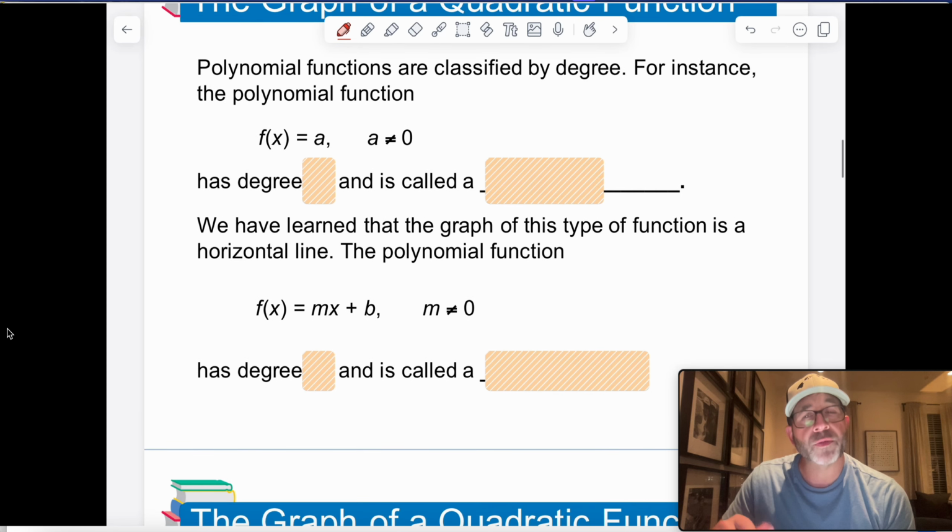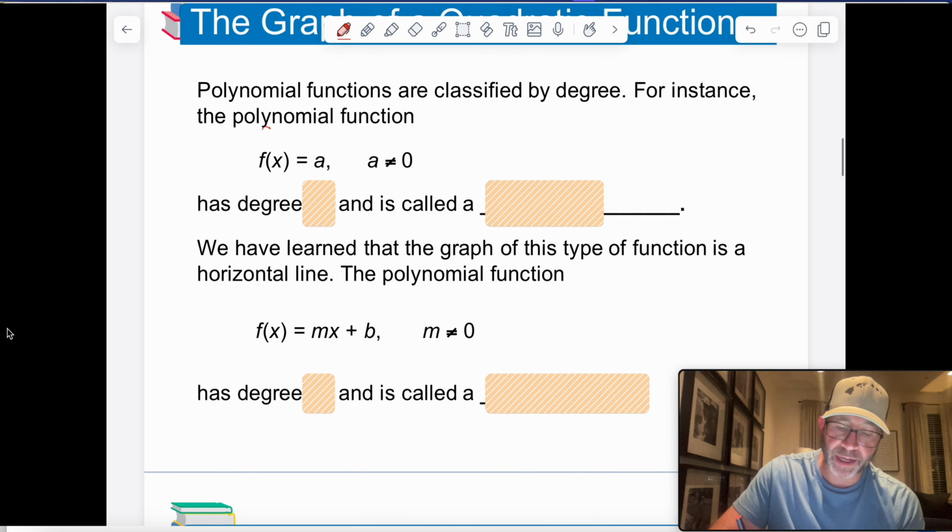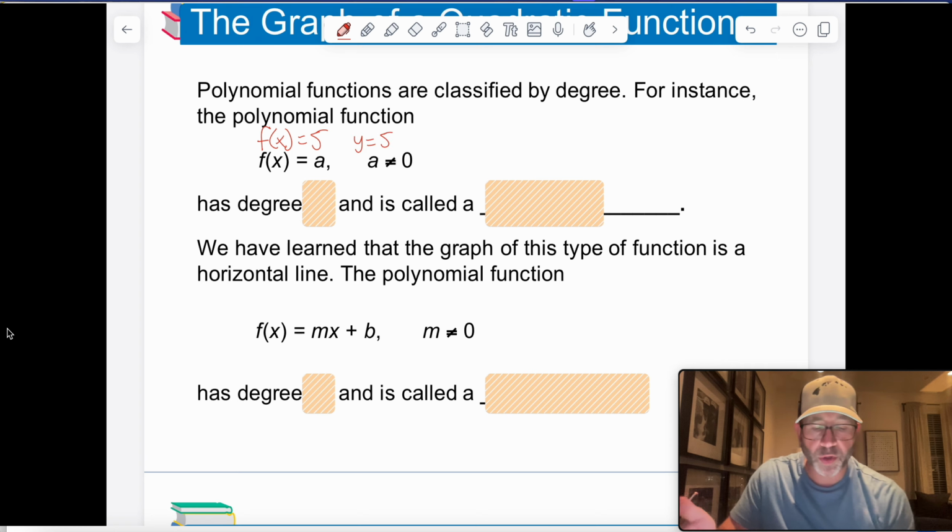To start us off, when we have a polynomial function, there's ways of classifying them based off of the degree. When we look at this first one here, where f of x is equal to a, a cannot equal 0. If it was 0, we wouldn't have anything. We would just have 0, and it would be a horizontal line at 0. But if we were to say f of x is equal to 5, remember, f of x is synonymous with y, so y is equal to 5 means that we would have a horizontal line, right?